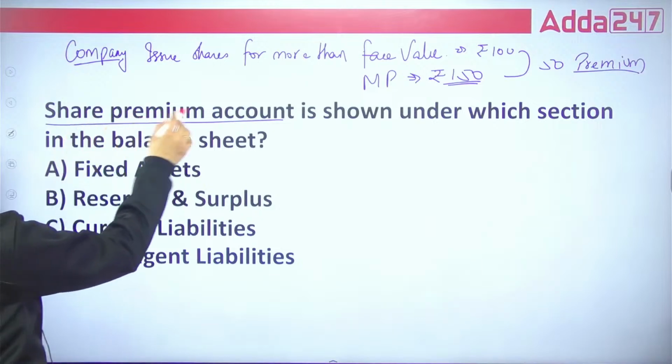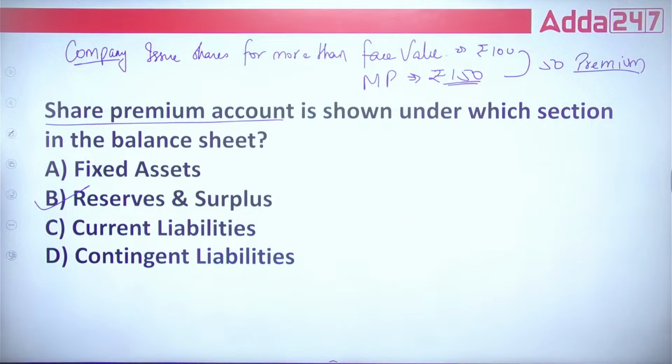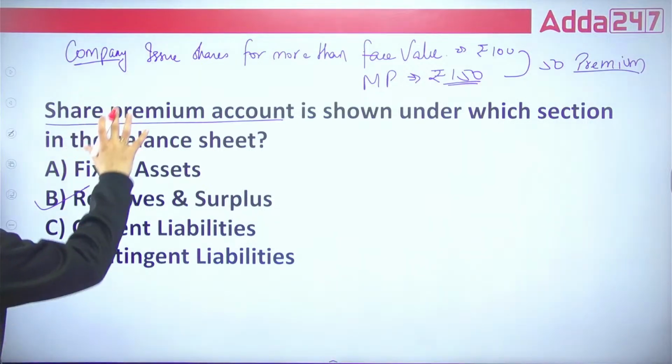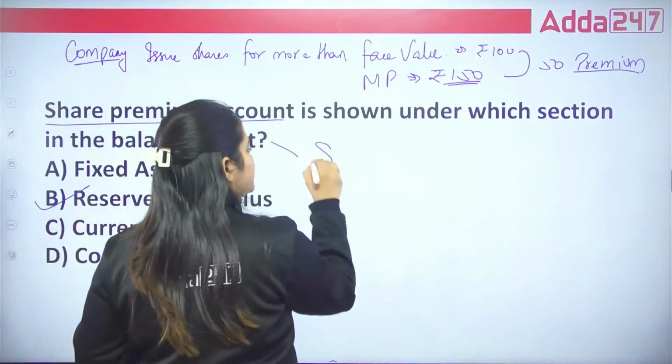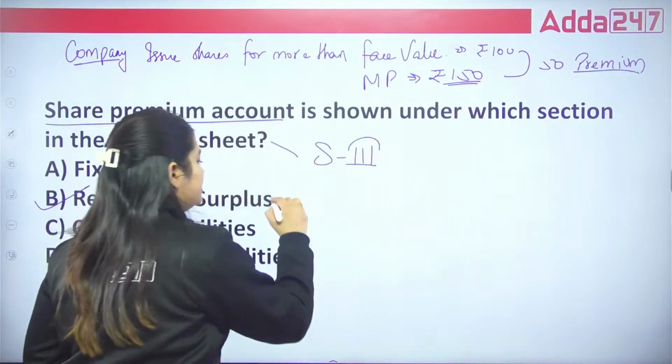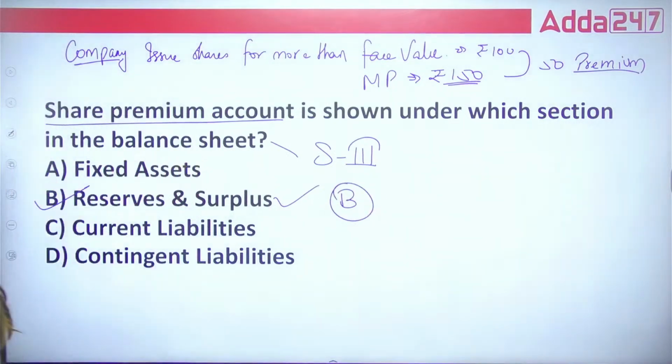So this is your share premium account. This is shown under your reserves and surplus. When you prepare your balance sheet as per Schedule 3, you need to show it under reserves and surplus. So the correct answer is option B.